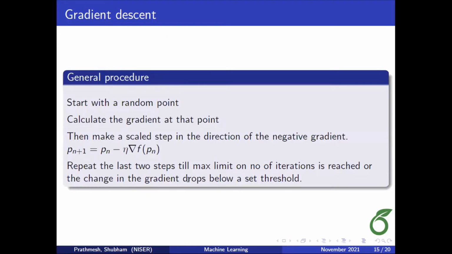So what is the general procedure of gradient descent? The idea is you start with a random point, calculate the gradient at that point, then make a scaled step in the direction of the negative gradient. Why are we moving in the direction of the negative gradient? Your f function here is the loss function, and we want to minimize the loss. If you move in the negative direction of the gradient, that will be the direction in which the loss function is decreasing. And so that's why we always move in the direction of the negative gradient.